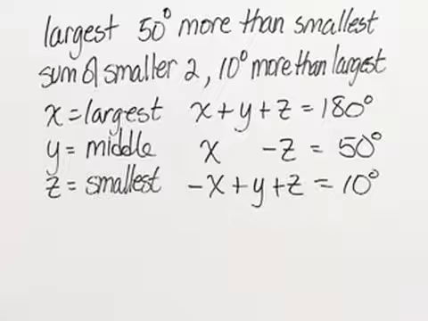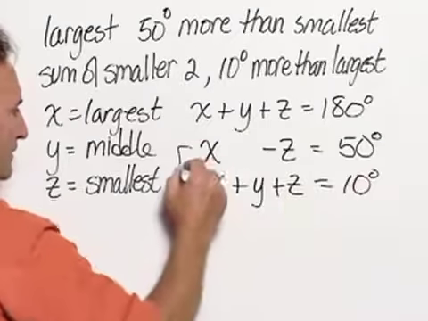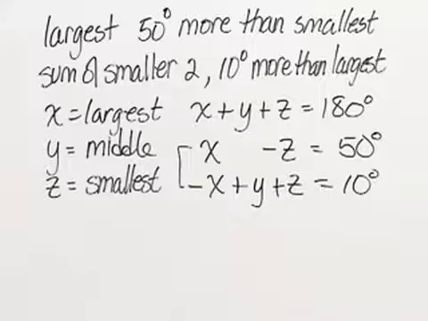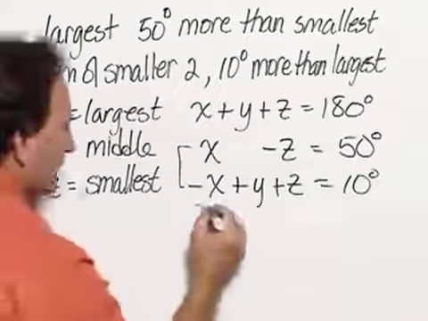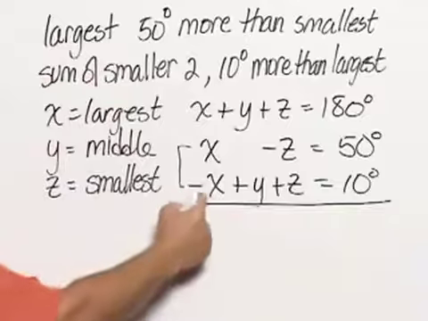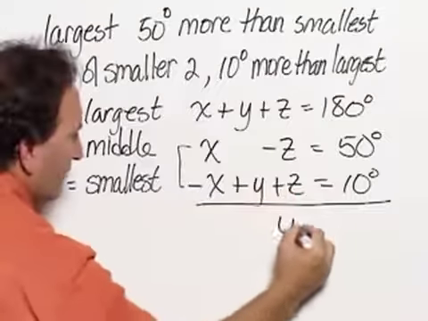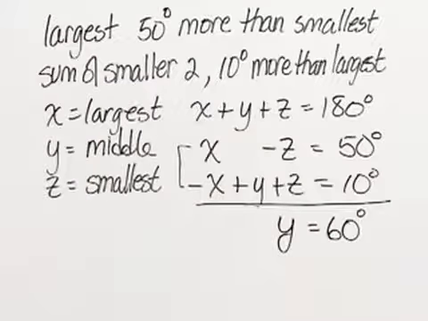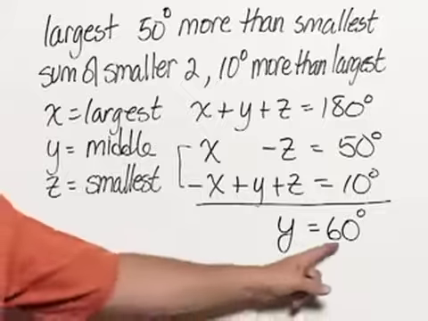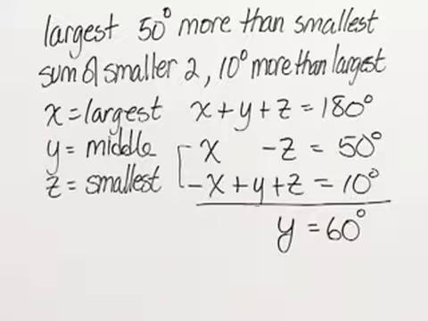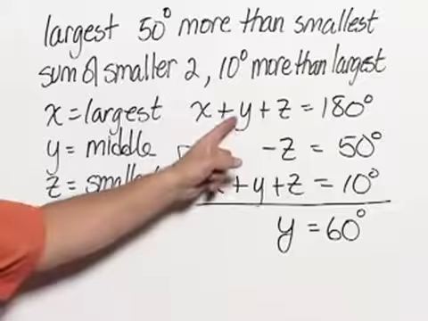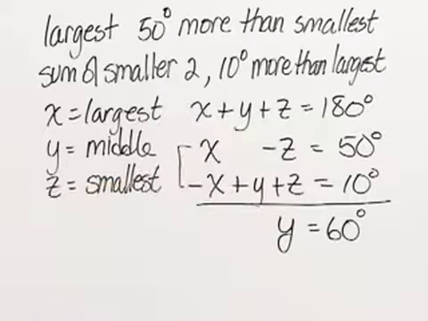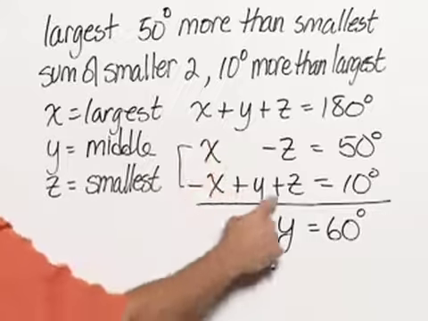Interestingly enough, if we take these two equations, equation number 2 and 3, and we add them together, the x's will be eliminated, the z's will be eliminated, and we'll get y is equal to 60 degrees. Well, that's great because we now have the value of y. And we can substitute that value of y into this equation and into this equation. Because then what will happen is we will only have z values.